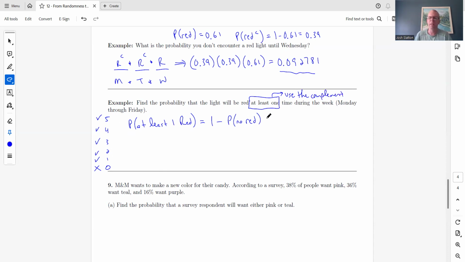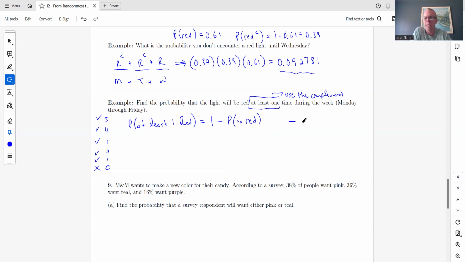So at least one, whatever it is that you're talking about. You're planning to have 5 kids or 4 kids, what's the probability you have at least one boy? You can do 1 minus the probability of no boys. You're going to call 10 people and ask them if they plan to vote in the election, and what's the probability that at least one of them says they are? Then do 1 minus the probability that none of them are. So whenever you see at least one, always use the complement, and the complement is always none. At least one equals 1 minus the probability of none.